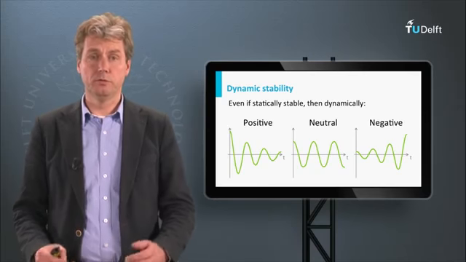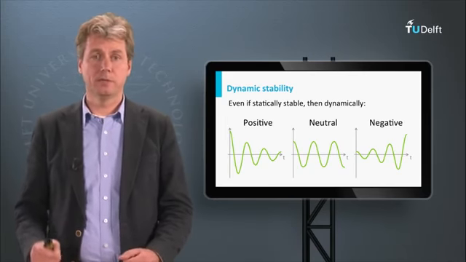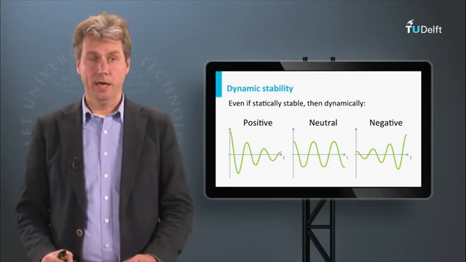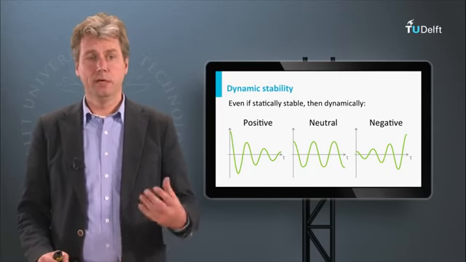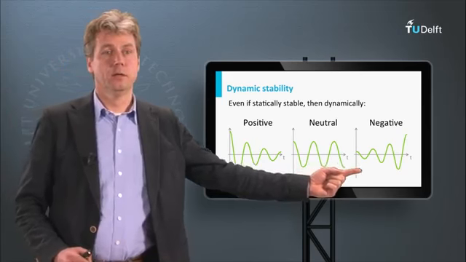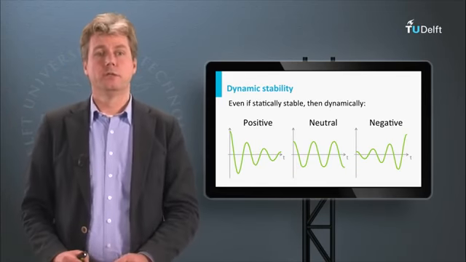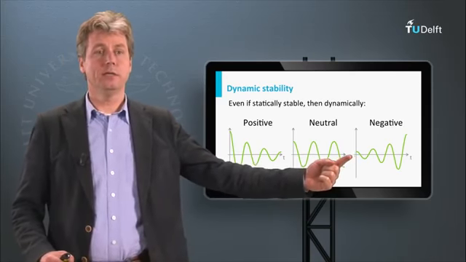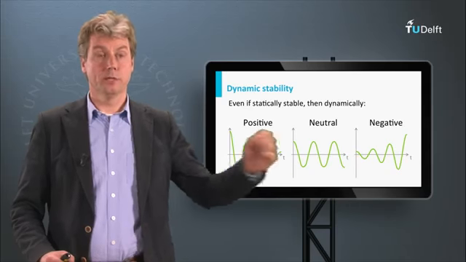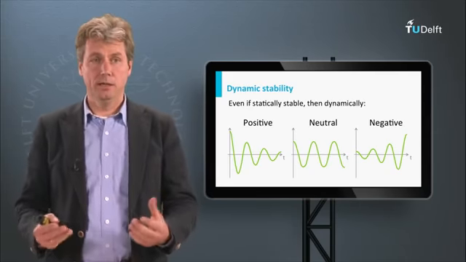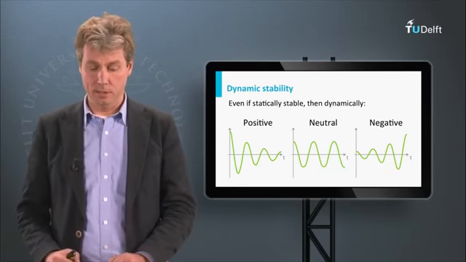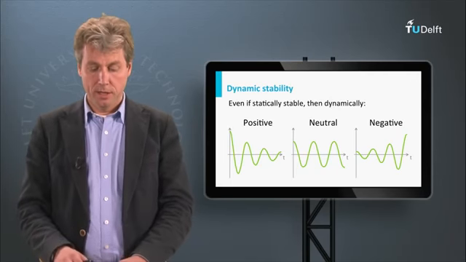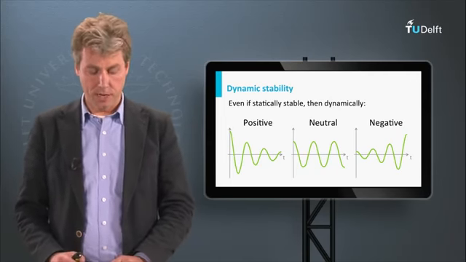If it's neutral dynamically stable, then it will keep the same magnitude. The excitations will keep the same magnitude, and then it's neutrally dynamically stable. And in case of a negative stability, it will even get worse, as is indicated here in the most right figure. You see negative dynamic stability. So even though initially, as you can see here, it returns to its equilibrium, so it's statically stable, in the end it is unstable, it's dynamically unstable. So those two types of stability are very different, and we'll have a look at what this means for the aircraft.